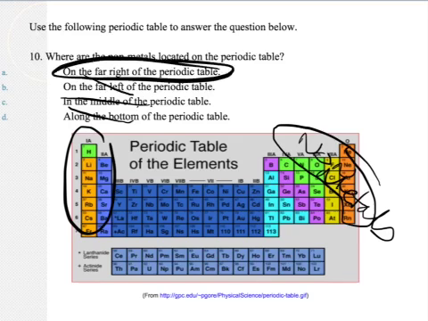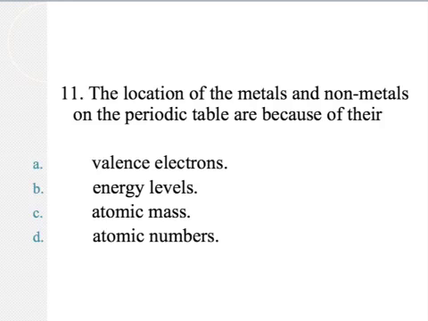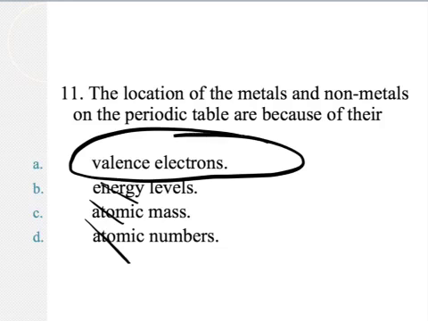The location of metals and nonmetals on the periodic table is not because of their energy levels, and it's not because of their atomic mass, because we used to arrange the table based on that, but we don't anymore. And it's not because of atomic numbers. It's because of their number of valence electrons.